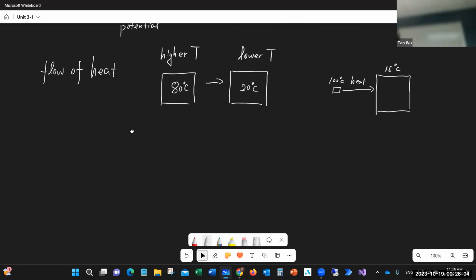All right, so this is the flow of heat. Let's talk about a real case. Once you open the refrigerator and you feel cold, what is happening? What is the direction of the heat?